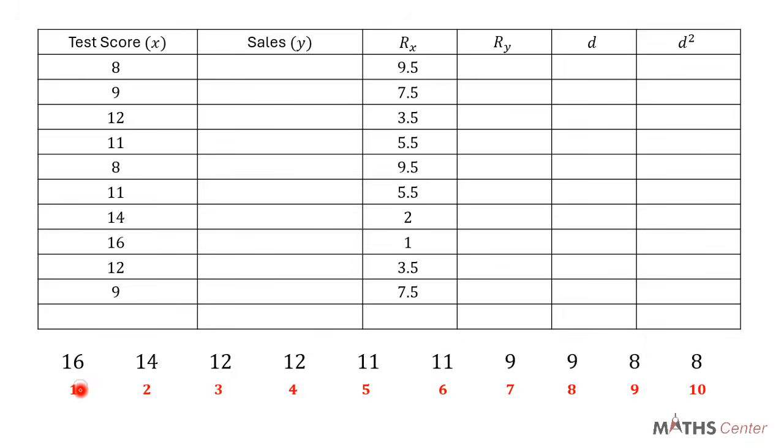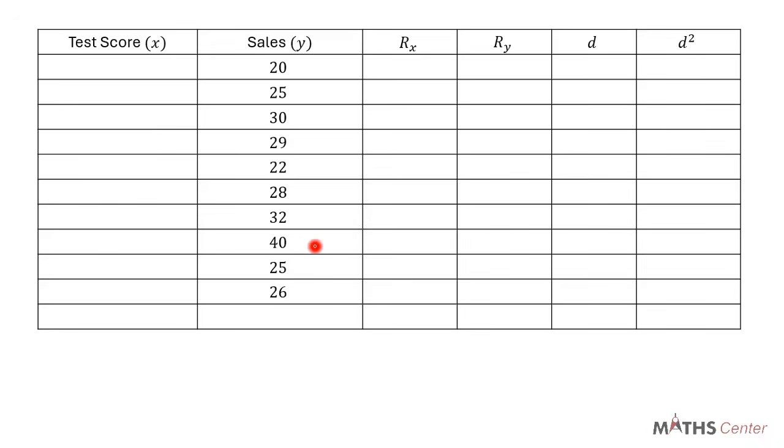Let's rank the Y values. Here are the Y values. As you can see, some of the scores occur more than once. I can see 25 and 25 here. And so what I will do is list the scores from highest to lowest. When we go through it, the highest one is 40. The one after that is 32. The one after that is 30, and then 29, and 28, and then 26, 25, and then 25 again, then 22, and the last one is 20. Then we will assign the ranks to it.